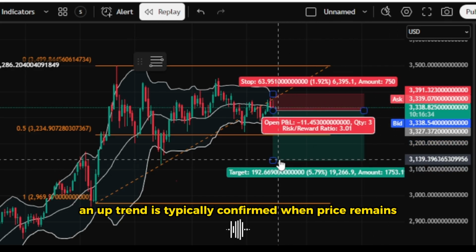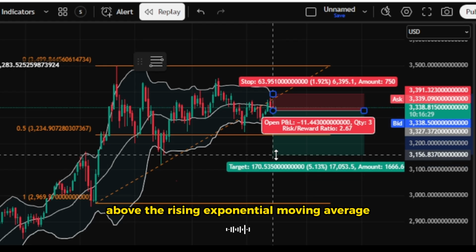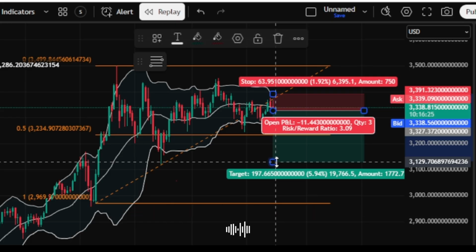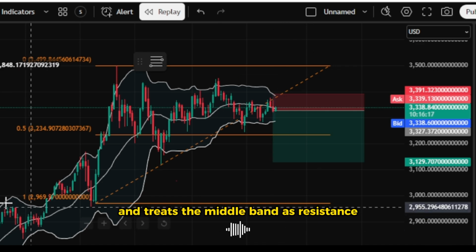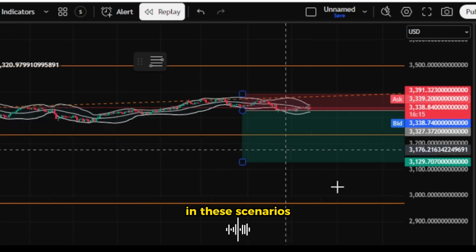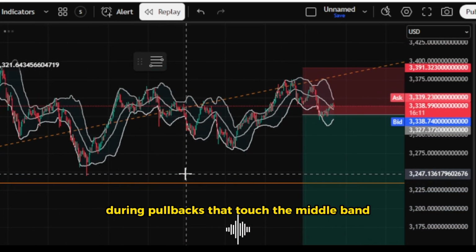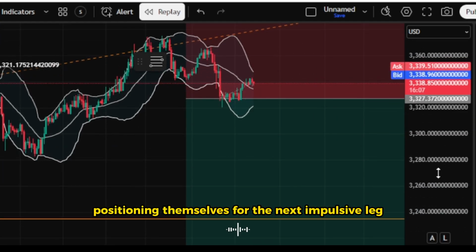An uptrend is typically confirmed when price remains above the rising exponential moving average and uses the middle Bollinger Band as dynamic support. Conversely, a downtrend is reinforced when price stays below the falling exponential moving average and treats the middle band as resistance. In these scenarios, traders seek to enter in alignment with the trend during pullbacks that touch the middle band, positioning themselves for the next impulsive leg.